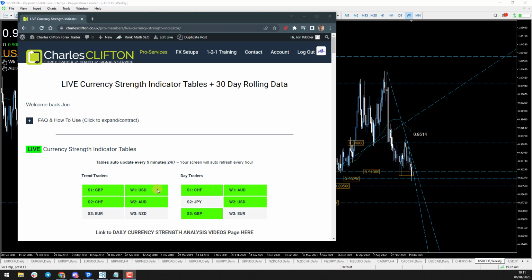Now, we can see here that the dollar is the weakest currency at W1 on the trend traders, is the second weakest on the day traders, but topping the day traders today is the Swiss franc, and that's the currency that I'm going to be focusing on today. We're going to be focusing on dollar Swiss as the currency pair, so let's dive straight in.